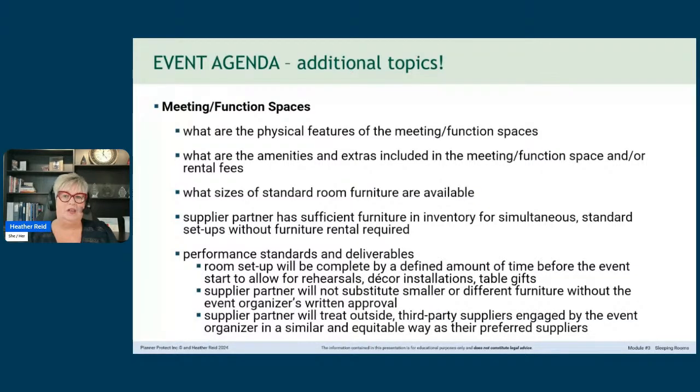So I can't stress that enough. You need to be clarifying what is it about the physical space that is important to the client and documenting it so that if changes need to be made, you are being given comparable or better space and amenities and features. So speaking of amenities and features, what is included? Are the multiple spaces that are being contracted in close proximity to one another? Are they on the same floor? Are they in the same building?